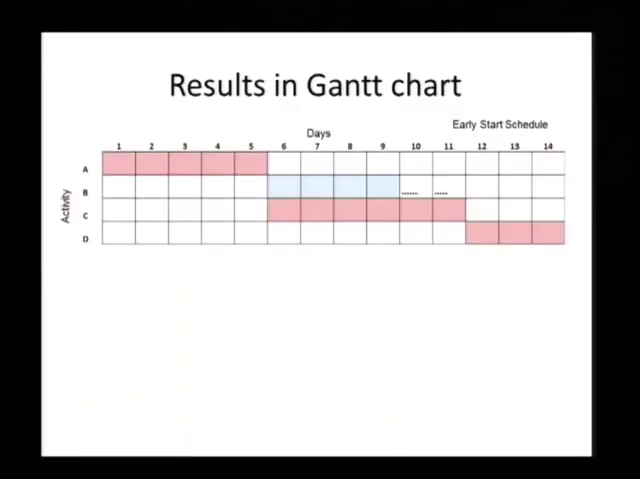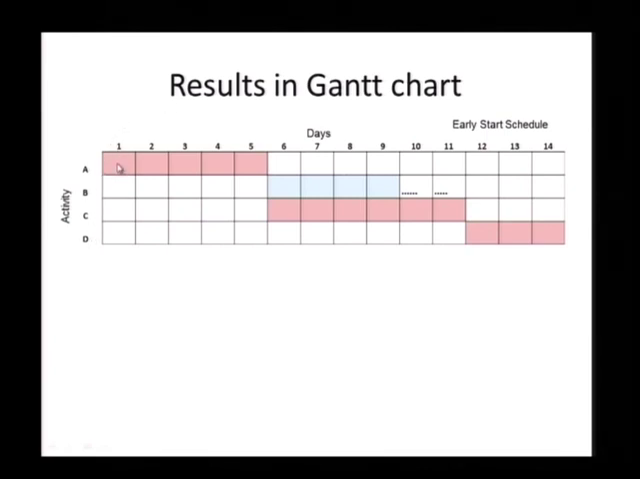Okay, so we come into a bar chart. However we do the analysis, it's nice to see the results in a bar chart, because you can interpret more things when you see it in a bar chart. So this is the same results in a bar chart, where you have activity, you can see A, B, C, D.